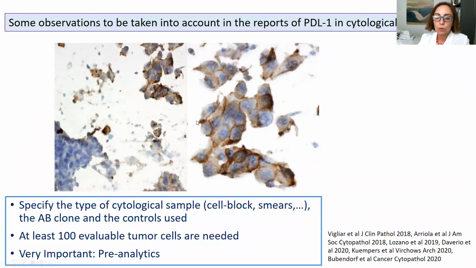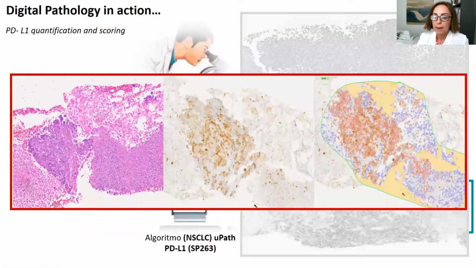And what do we have to take into account in our reports? It's important to specify the type of cytological sample, cell block, smear, whatever, the clone used and the control used. And we recommend, and in the literature it is recommended, to evaluate at least 100 evaluable tumor cells, and as always, very important, pre-analytics.